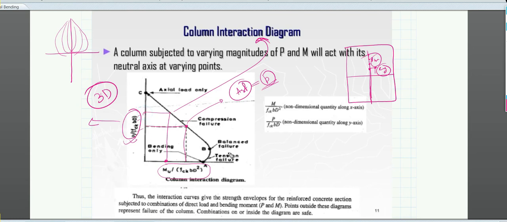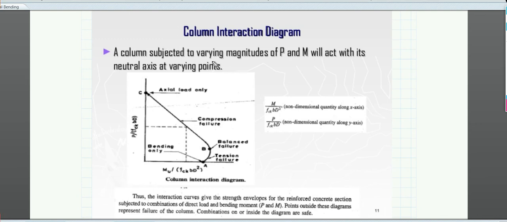Tension failure is not at all acceptable in case of concrete, because we know that concrete is very weak in tension, so we cannot go beyond this balance failure. So all your designs will lie within this range. This region is out of question, so it should not be there. Only this region should be taken for the design.